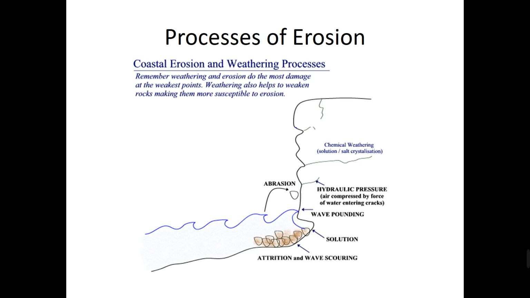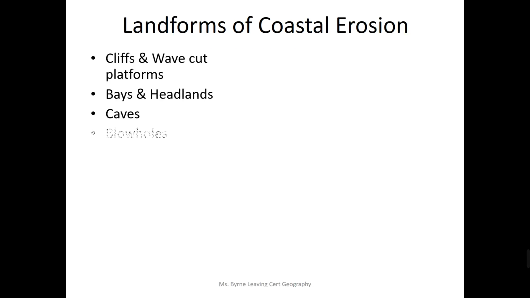The geology, I've spoken about that already, whether or not this part of the coastline is made up of resistant rock or of softer rocks. So granite will be less likely to be eroded than limestone. And then finally, human activity. So what are humans doing to prevent erosion, or what kind of building work is happening in terms of that.